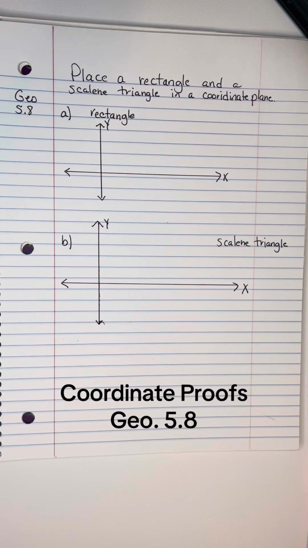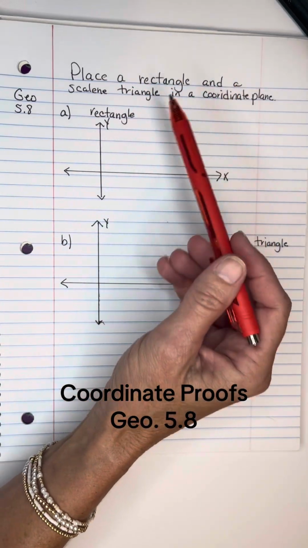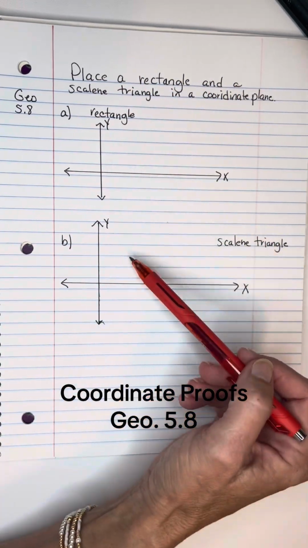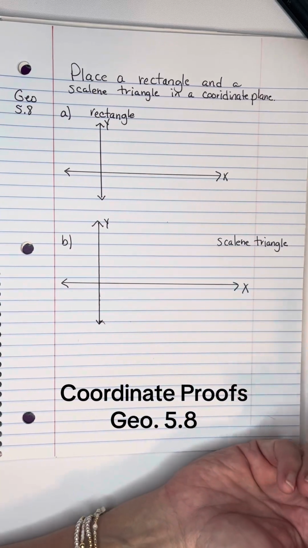A coordinate proof involves placing geometric figures in a coordinate plane. And you'll use variables to represent the coordinates of the figure instead of numbers. So the results will be true for all figures of that type. So we're going to place a rectangle and a scalene triangle in a coordinate plane.